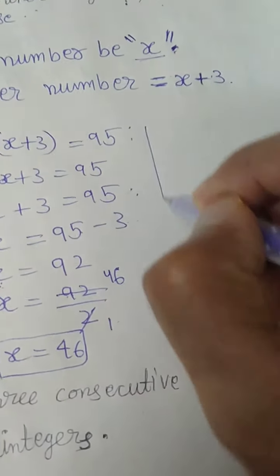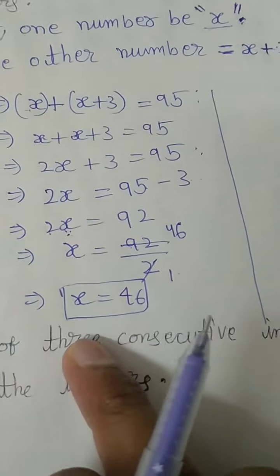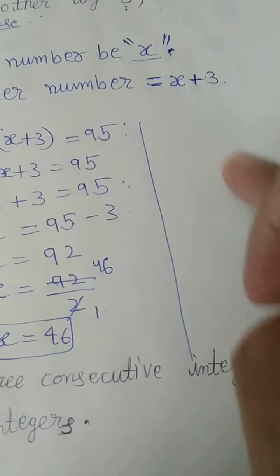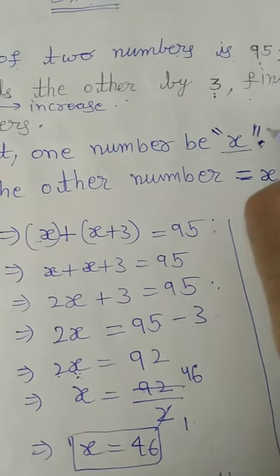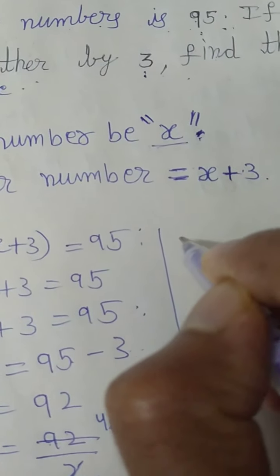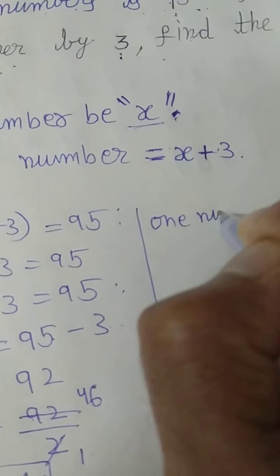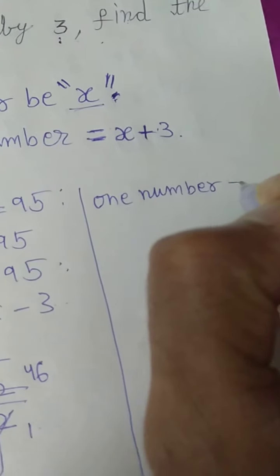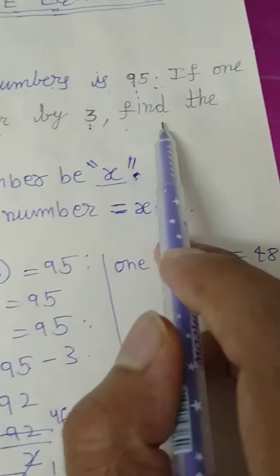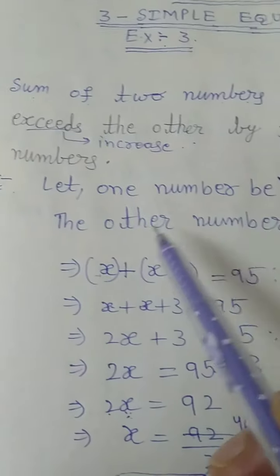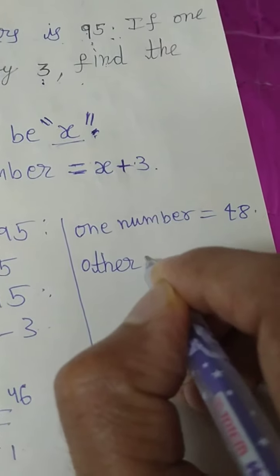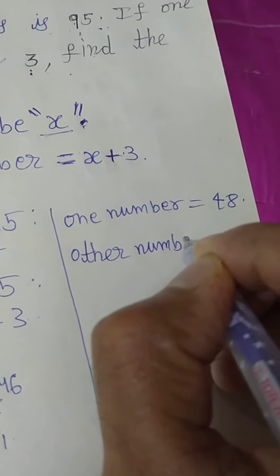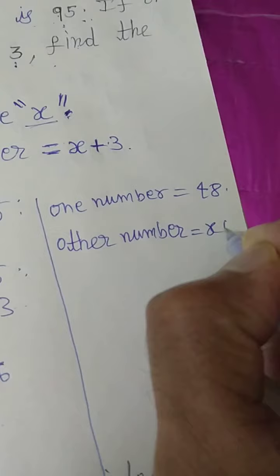Now after completing this, there is no place here, that's why I am writing on the other side. So x is equal to 46, then one number is equal to 48. Okay, so what is the other number? In the question, what is it? Find the numbers, he said. So the other number we have to find. The other number is x plus 3, he said.